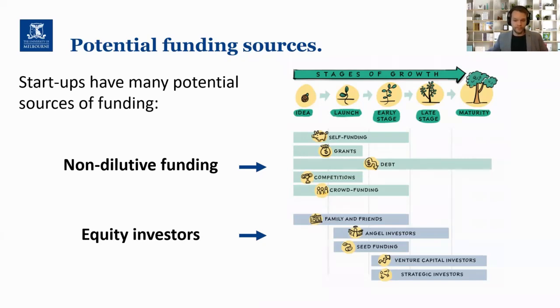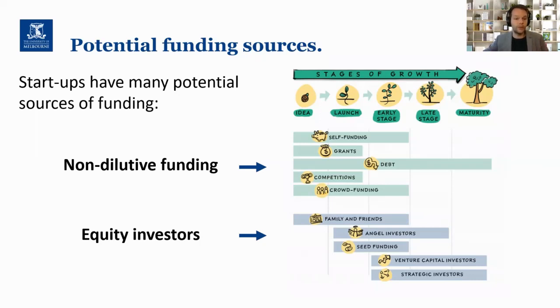So non-dilutive funding are sources of funding that do not require sale of company shares and hence do not cause dilution of the startup. That could be, for example, self-funding the startup, funding the startup through grants or taking on debt, or through competitions where you won money, or selling products of your company through crowdfunding. And equity investors are investors which invest cash and in-kind contributions in return for ownership of an agreed share of the startup. That could be, for example, family, friends, angel investors, seed funding, venture capital investors, and strategic investors.